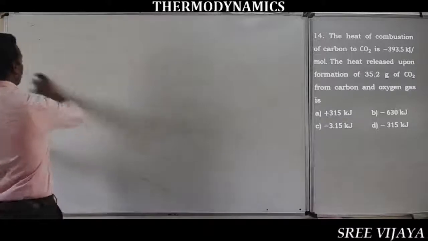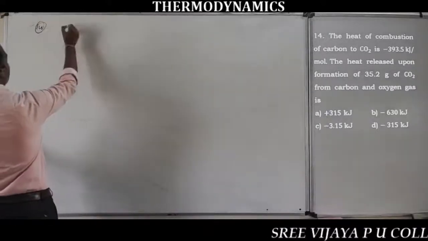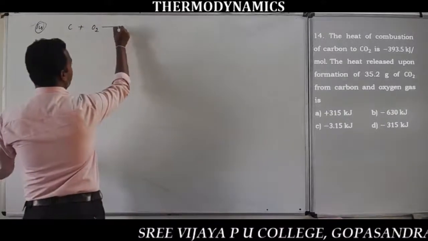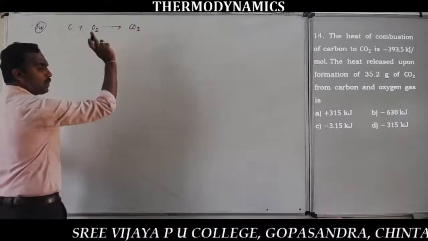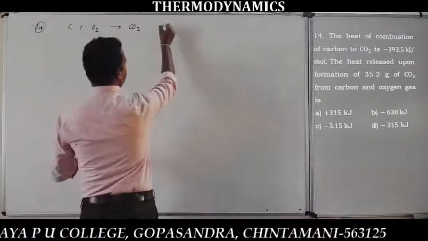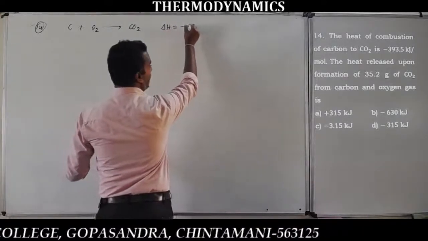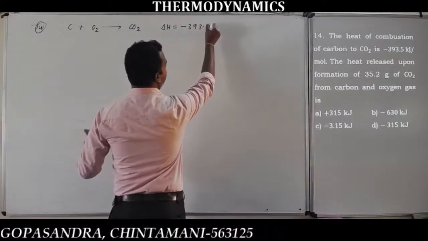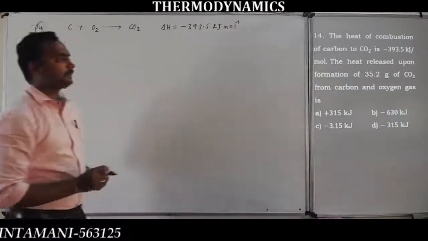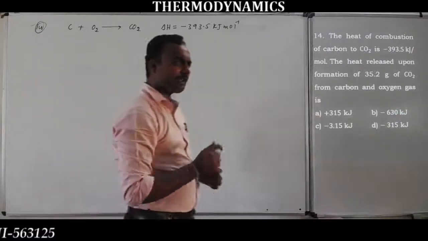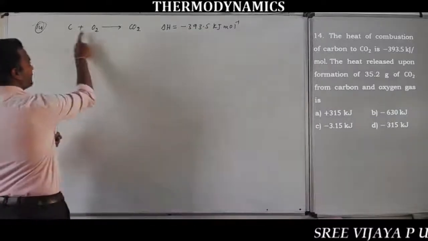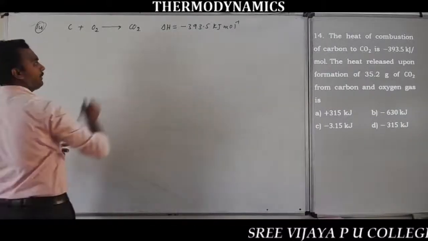Here the compound is carbon dioxide. So in question number 14, carbon plus oxygen, burning with oxygen, that is called combustion, gives carbon dioxide. How many moles? 1 mole. For the formation of 1 mole, the enthalpy released is delta H equal to minus 393.5 kilojoule per mole, as they have said. Here they say heat of combustion. Heat of combustion is nothing but the amount of heat liberated during the formation of one mole of the compound. The compound is carbon dioxide. From carbon and oxygen there is a formation of carbon dioxide. How many moles? 1 mole.